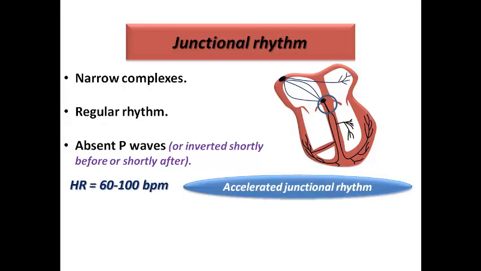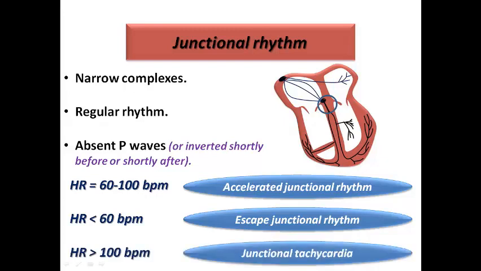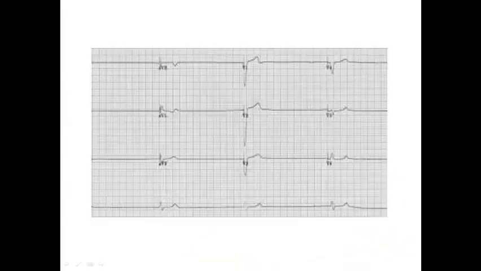And usually the heart rate in junctional rhythm, if it is 60 to 100 beats per minute, it would be accelerated junctional rhythm. If it is less than 60 beats per minute, it would be called escape junctional rhythm, which we are dealing with here. And if the heart rate is more than 100, it is usually called junctional tachycardia. And what we are dealing with here is escape junctional rhythm, because we are speaking about the bradyarrhythmia.